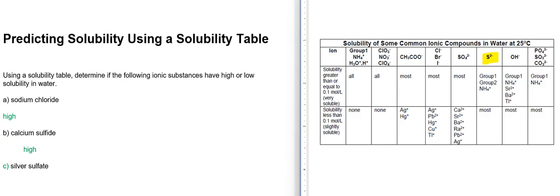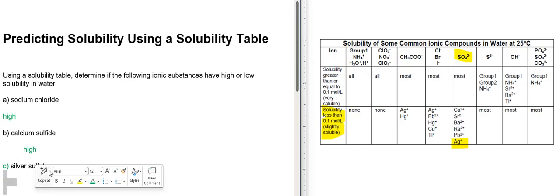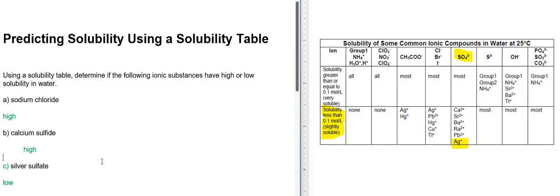If we look at silver sulfate, this time we want the sulfate column. And then we're looking: does silver fall into the most category, or is silver one of our exceptions? This time we see silver is one of our exceptions, so now we're down here in the bottom part, and we come over to here and see that's solubility less than 0.1, or slightly soluble. We would call that low solubility. So our answer for that one would be low. If we were putting silver sulfate into a reaction, we would be showing it as a solid.